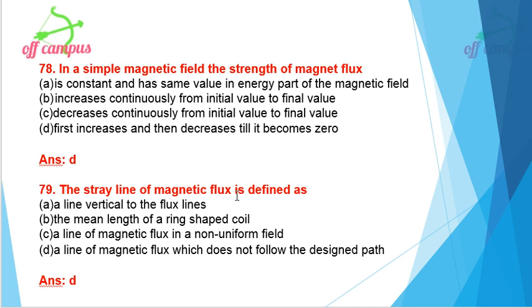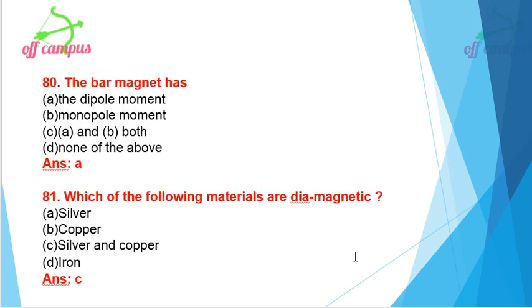What is the stray magnetic flux? A stray line of magnetic flux is a line of magnetic flux which does not follow the designed path. Option D is the right option. We will move on to the next one.